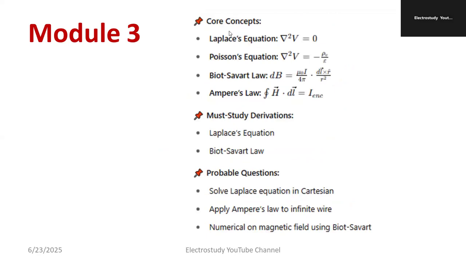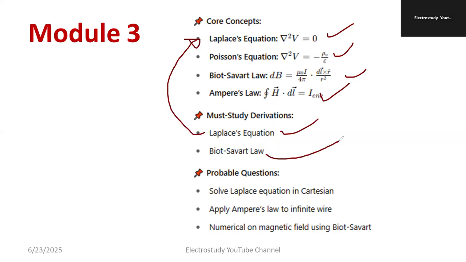Even in module 3, the core concept is that you have to talk about the Laplace equation and remember the statements: Poisson equations, Biot-Savart law, Ampere circuital law. These are the unavoidable points which come under module 3. The must-study questions are on the Laplace equation. Whatever I have mentioned, try to elaborate on and focus on. Surely the marks will come to you.